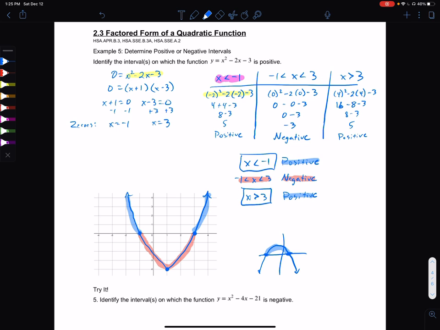Again, showing all this work is not always necessary. Textbooks really like to show this method for whatever reason. If you learn how to interpret graphs, it becomes pretty easy. All you need to do is look at the graph, and once you get better at these, just knowing whether it opens up or down will tell you whether the positive interval is outside of your zeros or between your zeros, and you'll be able to figure out the negative intervals just as easily.